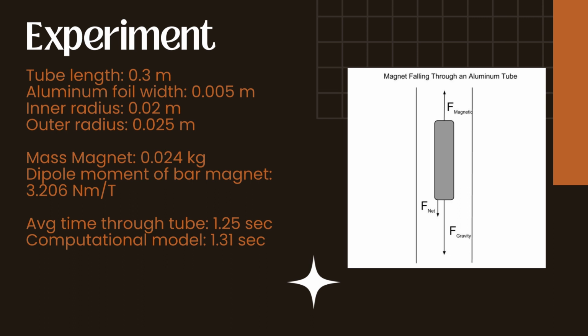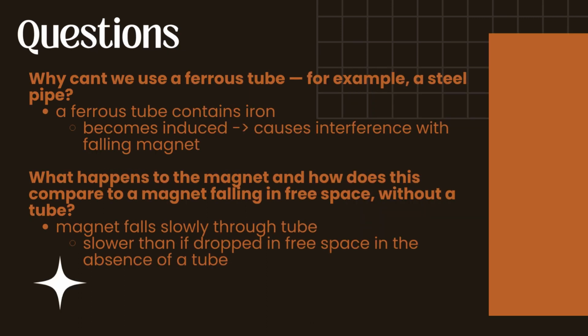The value of the magnetic moment of the bar magnet was found in Lab 3, and the average time through the tube was found through about 5 or 6 experimental trials. This experiment brings up the following questions.